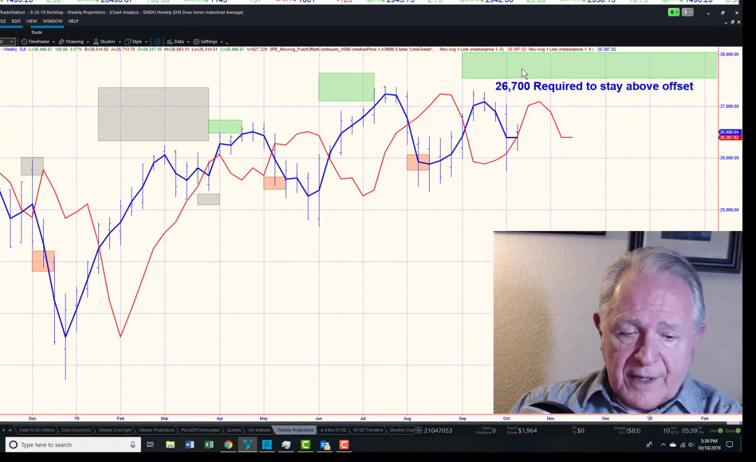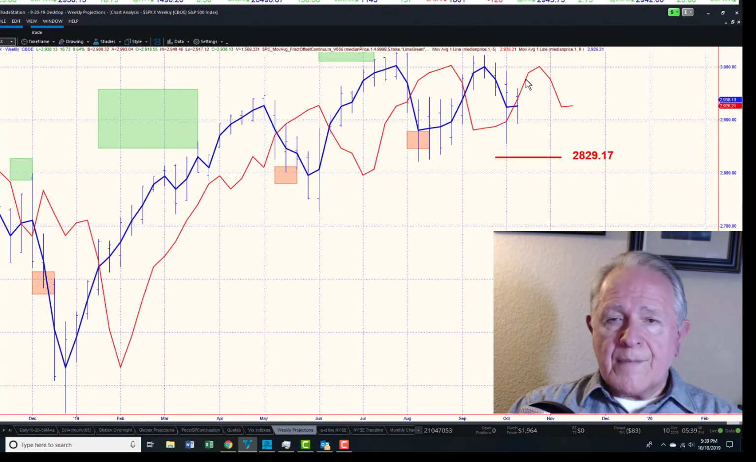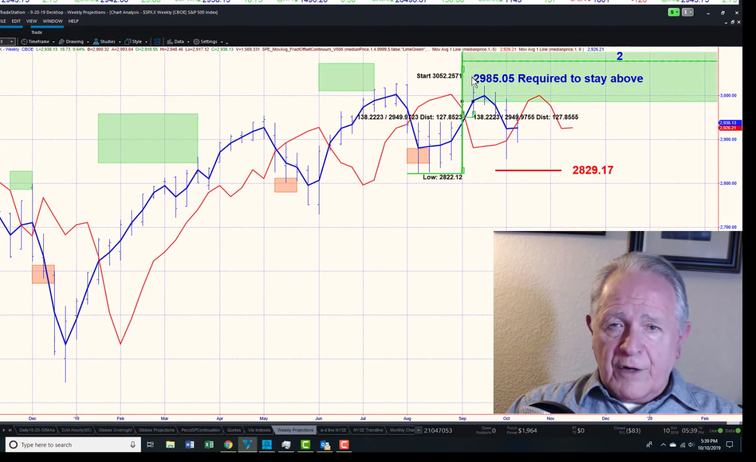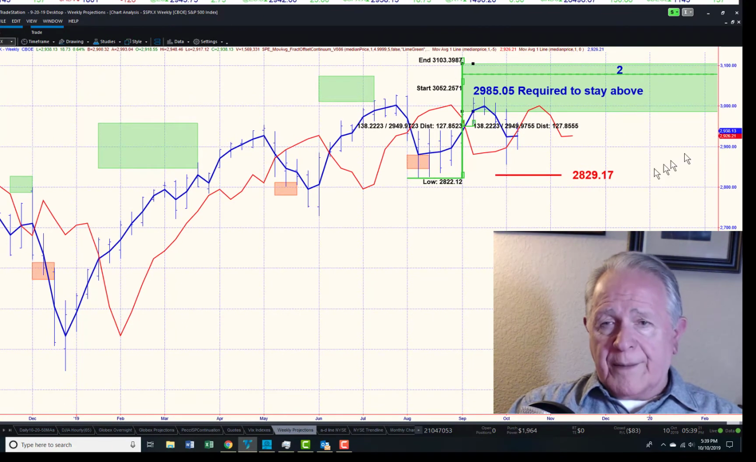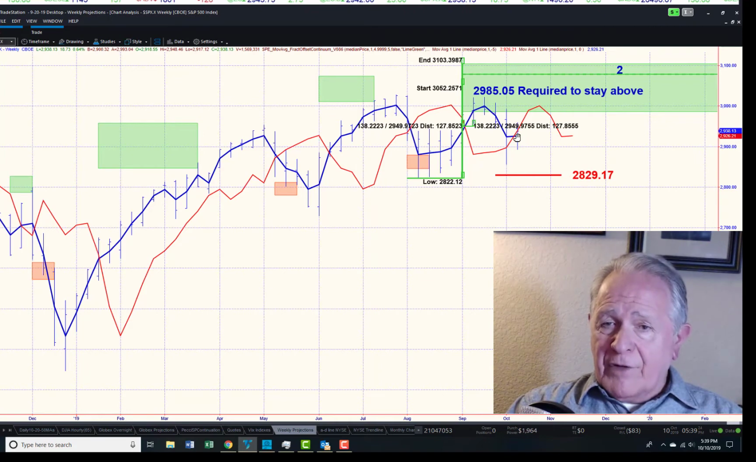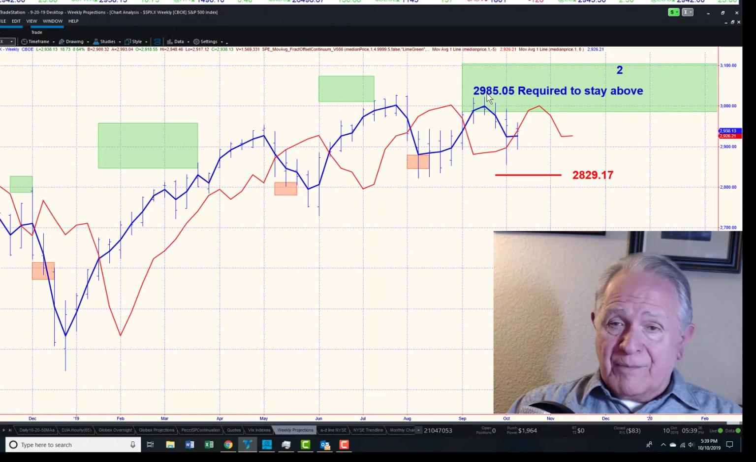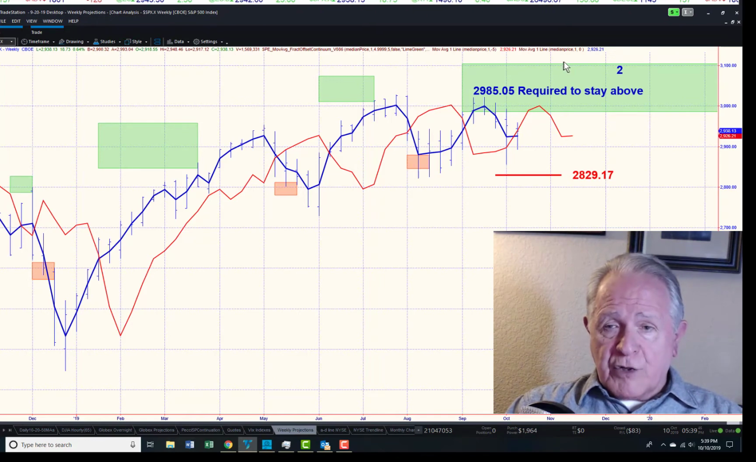Let's take a look at the S&P. Remember we have this upside projection. It's calling for 3052.26 to 3103.40. And what is required to stay above, as you can see, is a pretty good number up above here. You need to see the S&P get up to 2985.05. Now, that's like a 47, 48-point move from today's levels. Chances are you're not going to see that tomorrow, but you could. If you do, then the upside projection remains in effect.